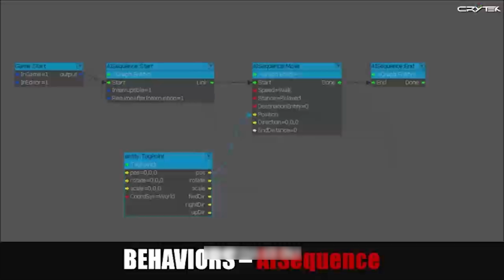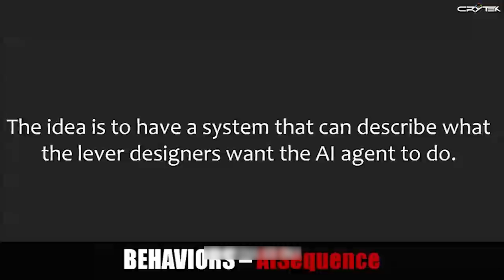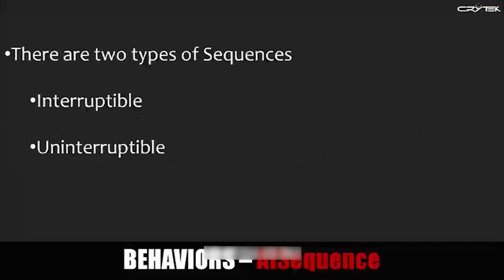The difference is you can specify whether it's interruptible and whether it needs to be resumed. Interruptible means, do you want the guy to actually perform his behavior normally after you tell him what to do? If something happens, for example if the player shows up, should he go into combat immediately or should he really finish what the level designer told him to do? The idea is basically to have this system that can describe what the level designer wants the agent to do. But what we ended up having were these two stages, the interruptible and uninterruptible sequence.